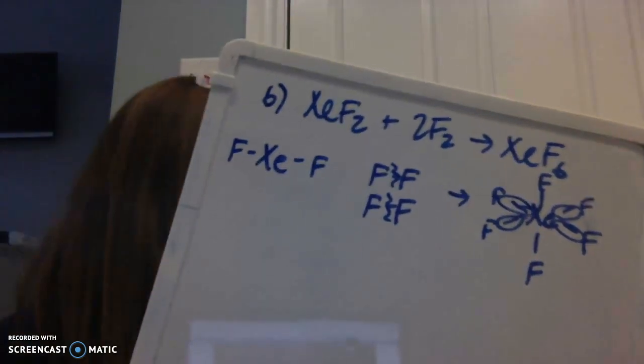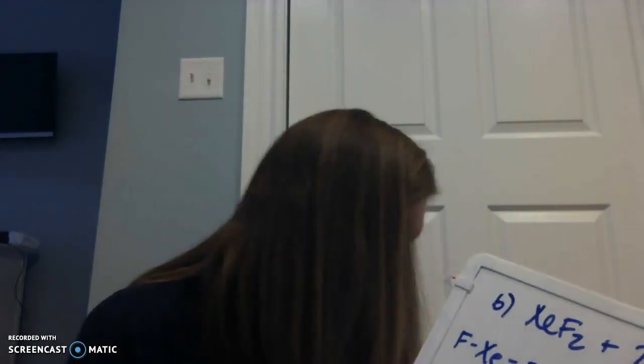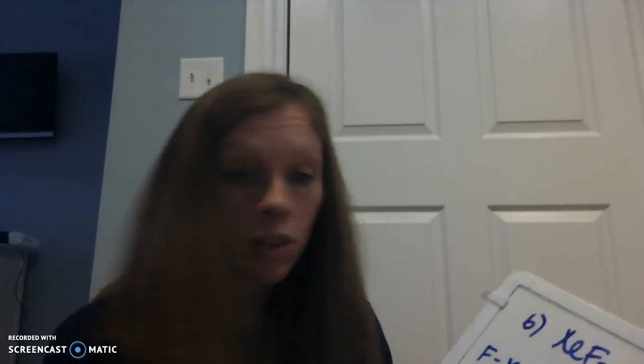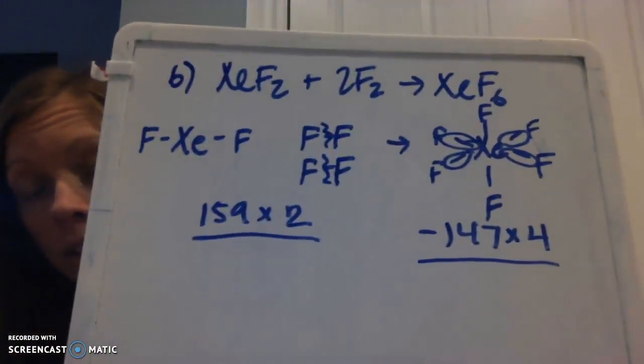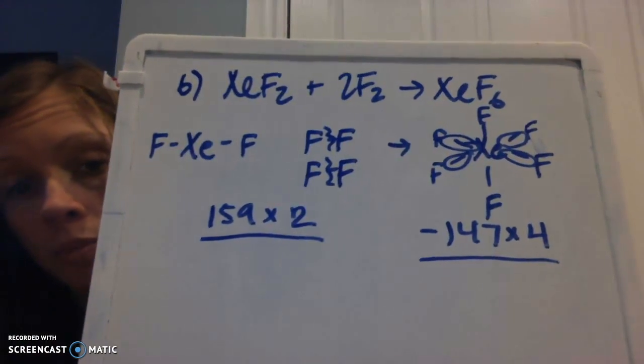All right, so they gave us the numbers. An FF bond is 159 kilojoules, and I'm going to multiply that by 2. And then an XeF bond they gave us is 147. I'm going to multiply that by 4 because we have 4 new ones. There were already 2 there, so we don't need to add 6. And then make it negative and just add those up and see what you get.